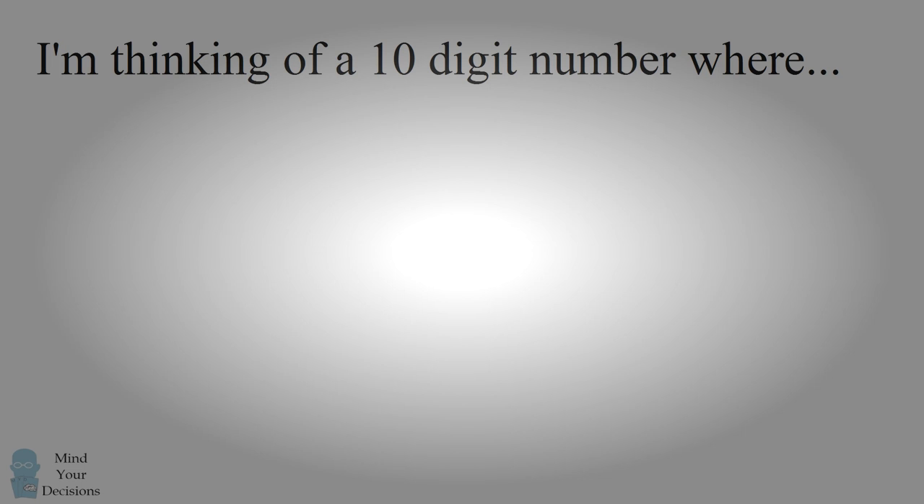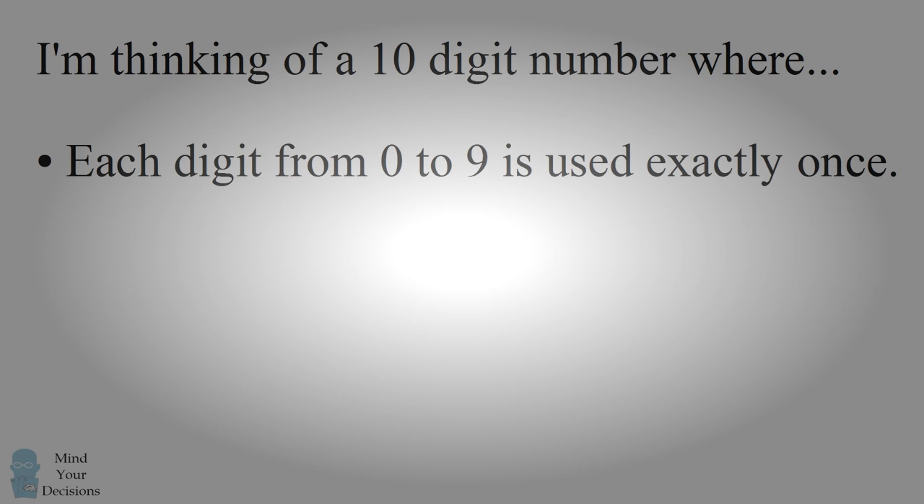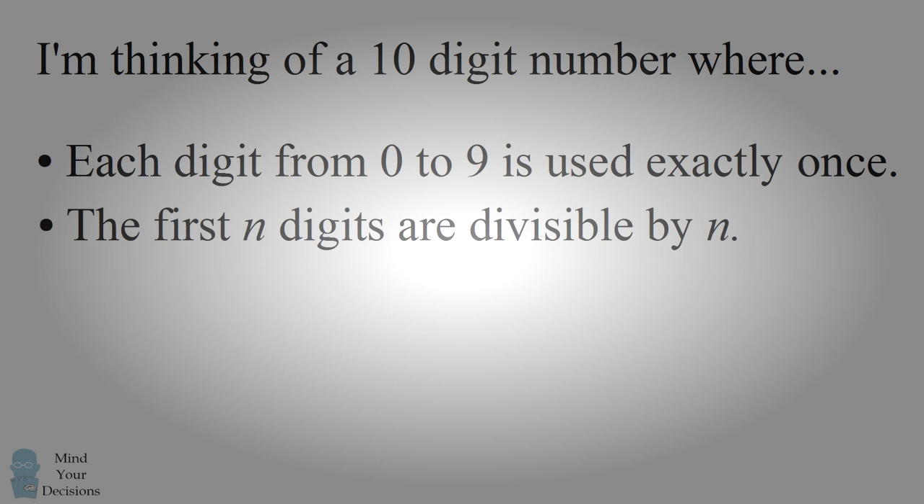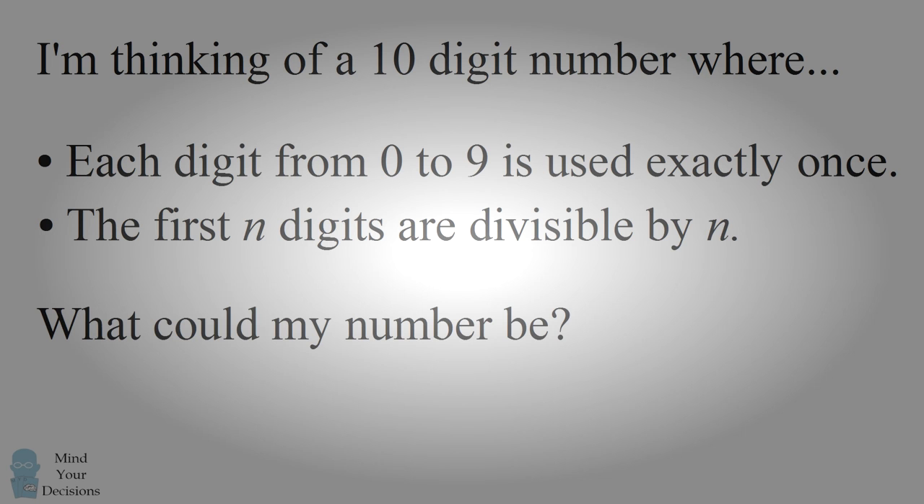I'm thinking of a 10-digit number that uses each of the digits 0 to 9 exactly once, and the first n digits of the number are divisible by n. What could my number be? Give this problem a try, and when you're ready, keep watching the video.